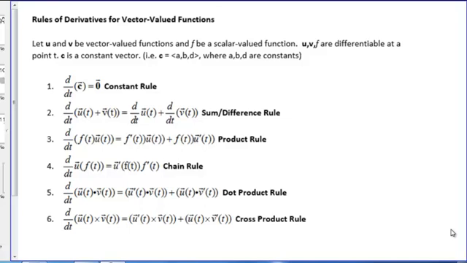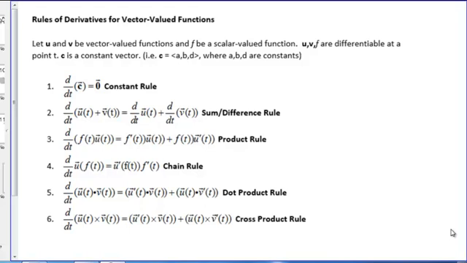Just like there are rules for derivatives of functions, there are rules for derivatives of vector-valued functions. So let u and v be vector-valued functions and f be a scalar-valued function. What that means is that f is a regular function that we like to think about, like f of t in this case equals t squared. So u, v, and f are differentiable at a point t, and c is a constant vector. That means that c is some vector a, b, d, where a, b, and d are constants.